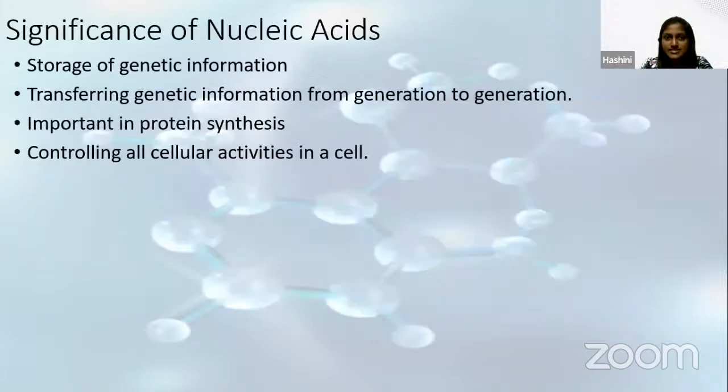Okay. So these things we discussed, and finally we discussed the significance of nucleic acids. All the genetic information is stored in DNA or RNA, and this genetic information is transferred from one generation to another generation. They are important in protein synthesis as well as controlling all cellular activities in the cell. So with that, we finished all the 4 types of biomolecules which we had to discuss within this chapter, right? First lesson: carbohydrates, proteins, lipids, and nucleic acids.